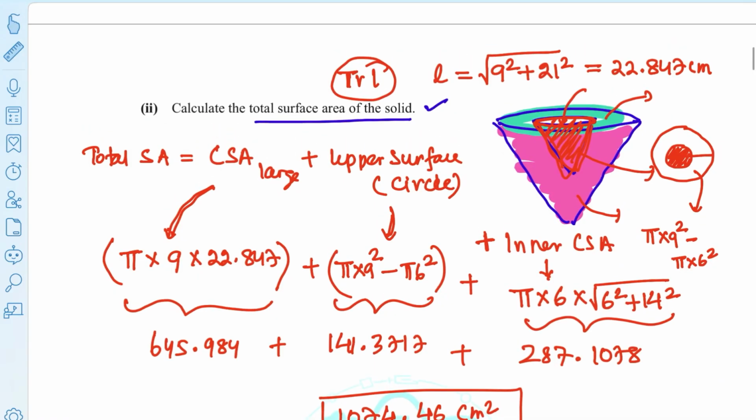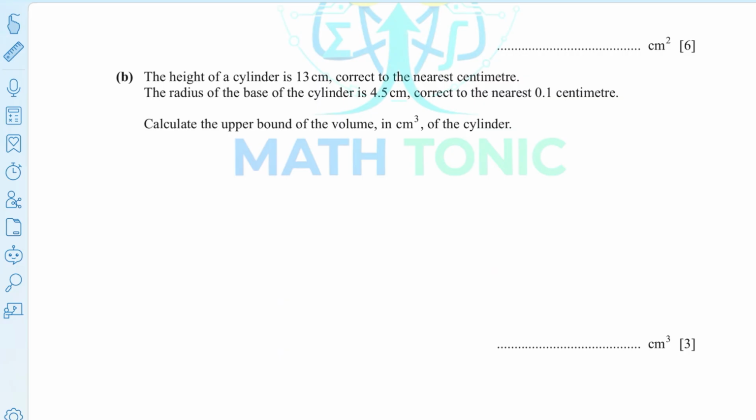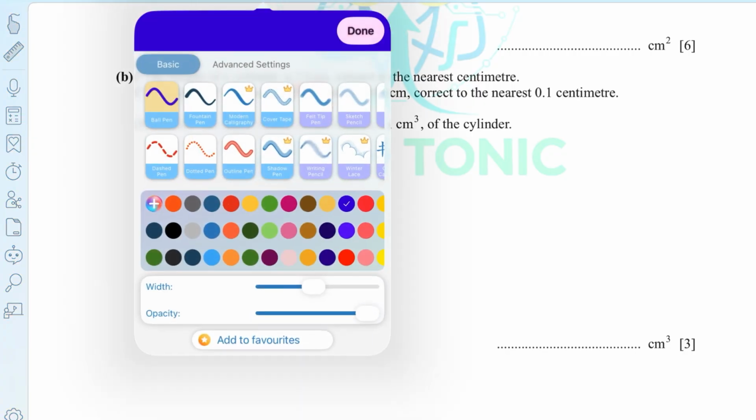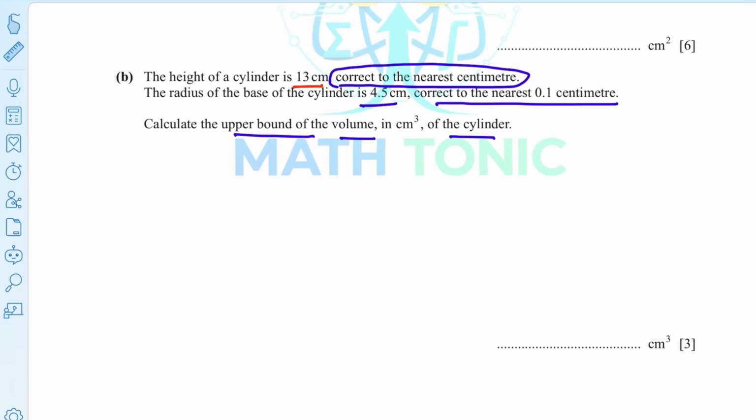Okay, I hope everybody understood with this one. Now, next part of the question: given that the height of the cylinder is 13 centimeter, correct to the nearest centimeter. If this kind of question is given, that is a question of upper bound and lower bound. The radius of the base of the cylinder is 4.5 centimeter, correct to 0.1 centimeter. Calculate the upper bound of the volume in centimeter cube of the cylinder.